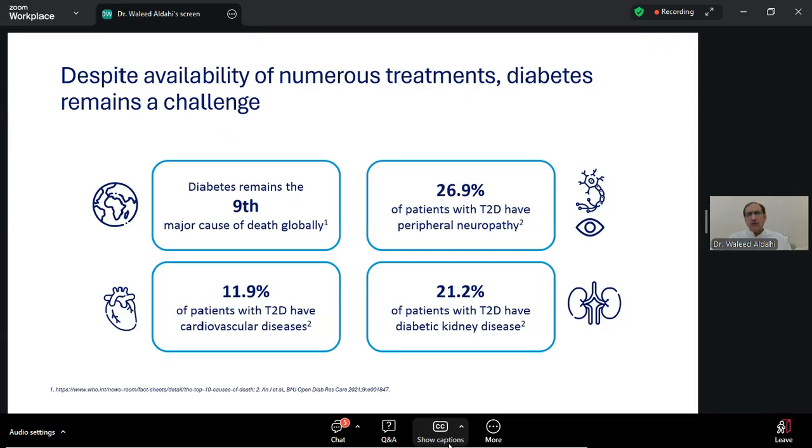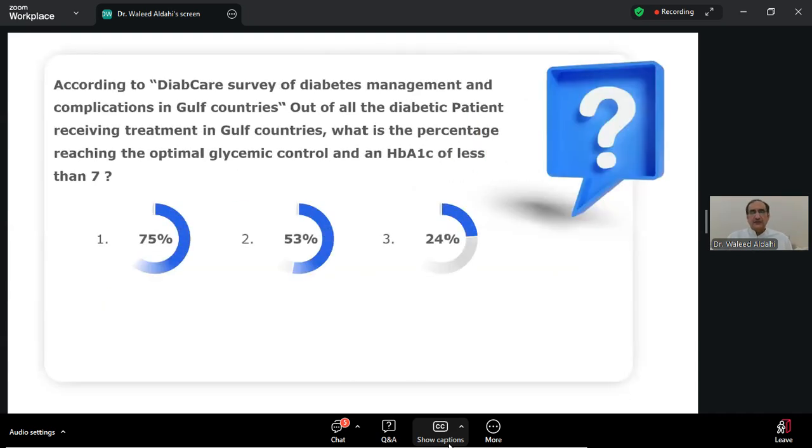And despite all the available medications we have, and we're going to see from our guidelines, diabetes remains the 9th major cause of global death. 26.9% of patients with type 2 diabetes have peripheral neuropathy, 18.9% have cardiovascular disease, and 21% of patients have kidney disease. So basically, we're still not doing very well in fighting this disease and its complications.